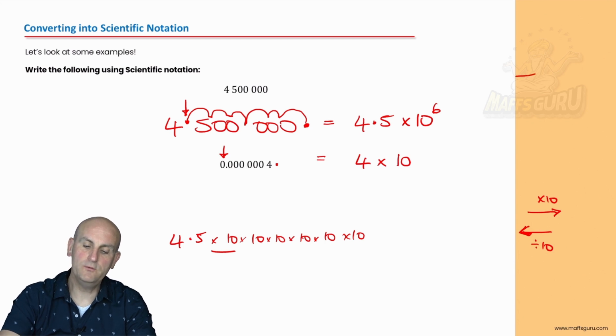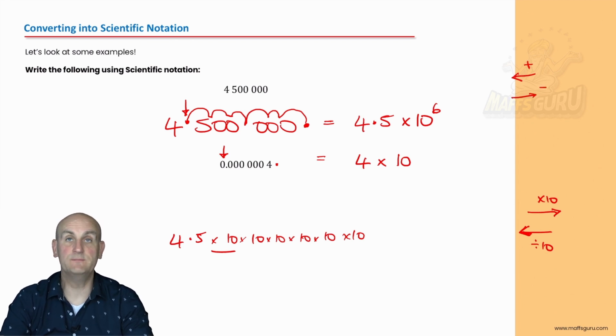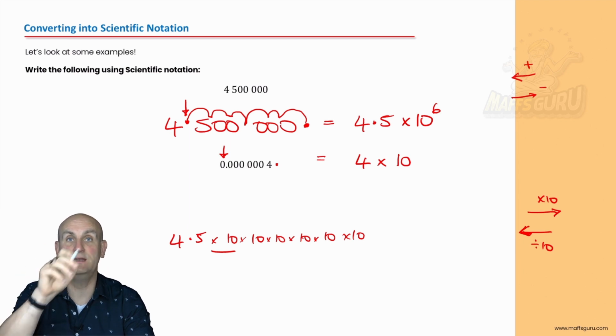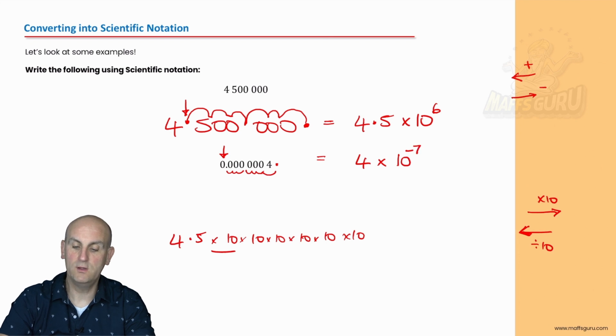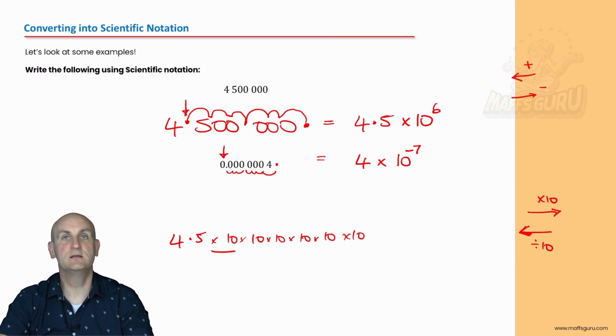Well, if we move the number this way and the power was positive, if we move the number that way, the power must be negative. And again, I'm just counting how many times my decimal point jumps. So let's see. 1, 2, 3, 4, 5, 6, and 7, we'll put it there. So that's actually 4 times 10 to the minus 7.